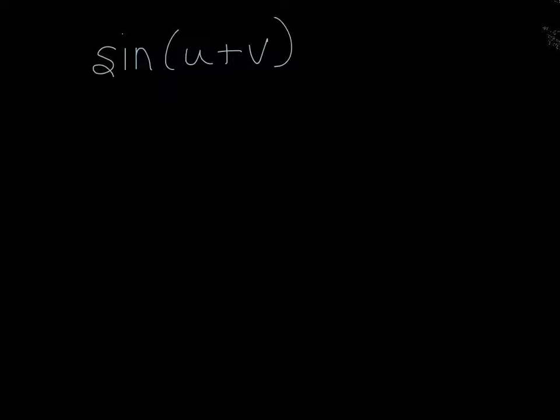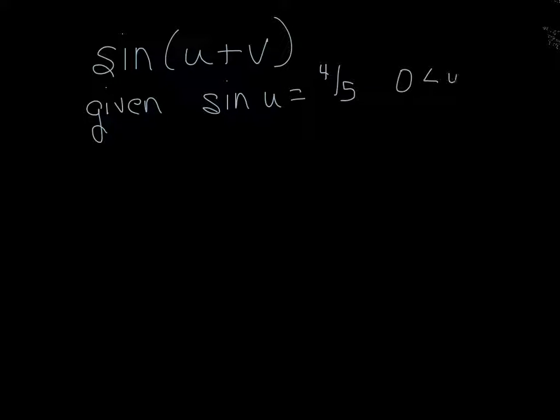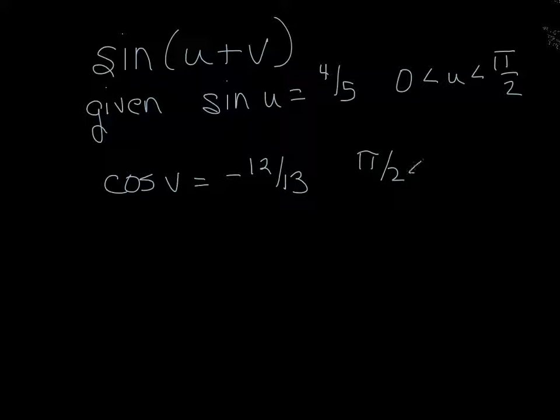I want to find the exact value of the sine of u plus v given that the sine of u is 4/5 and u is between 0 and pi over 2, first quadrant, and given that the cosine of v is equal to negative 12/13, and v is between pi over 2 and pi.